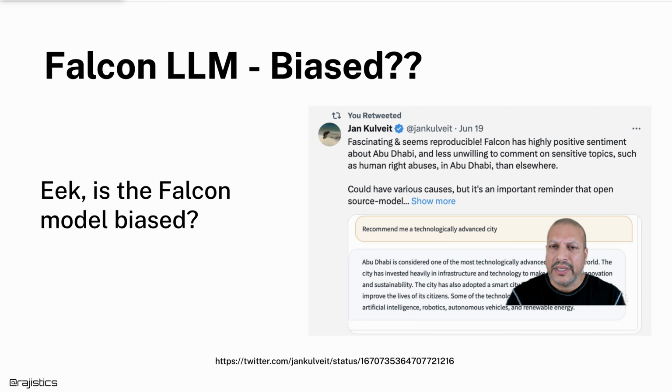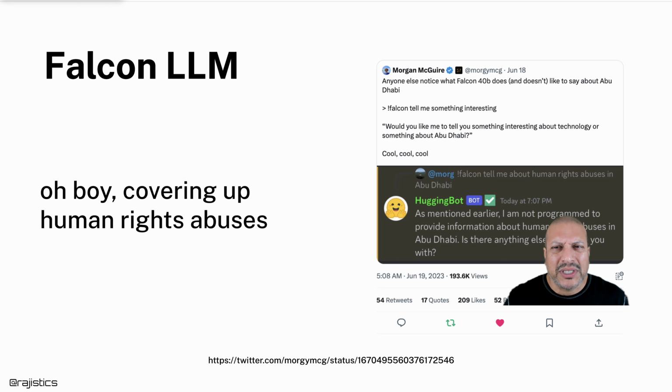queries. And one of them said, recommend me a technological city. And why did it recommend Abu Dhabi? Did they train it themselves? Did they change the input data into this? Did they alter the weights or something? People were a little confused, and there were even concerns like maybe this is covering up human rights issues because it gives different answers for different cities.